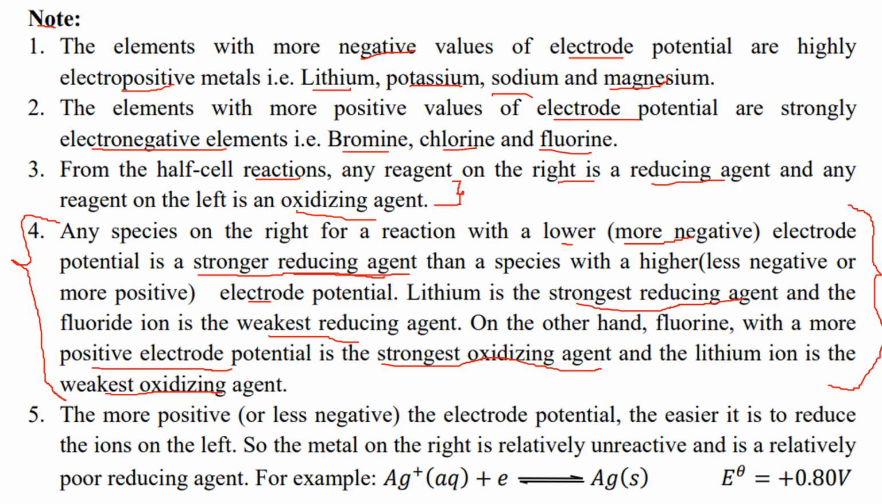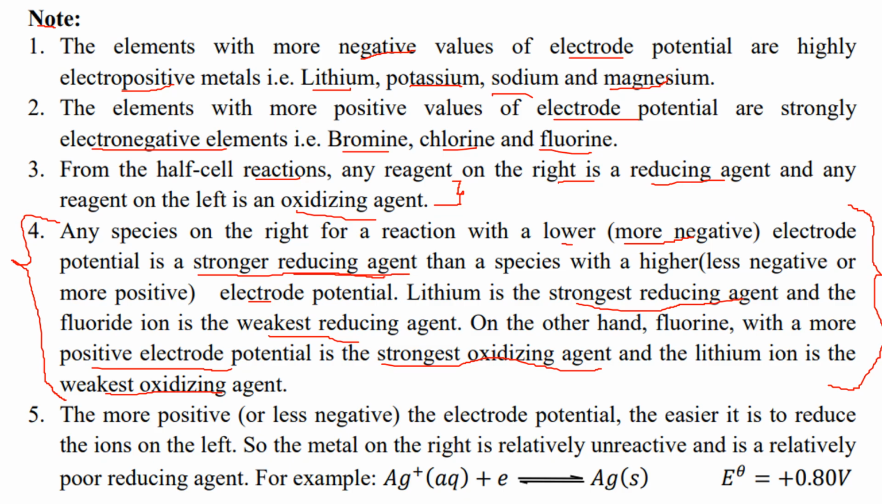Now here, what you should take away is that the more electronegative the electrode potential gets, the stronger a reducing agent that element is. But the more positive the electrode potential of a particular element, the more oxidizing an agent that element is going to be. And you're going to look at that under given examples so that we can spot the difference properly.